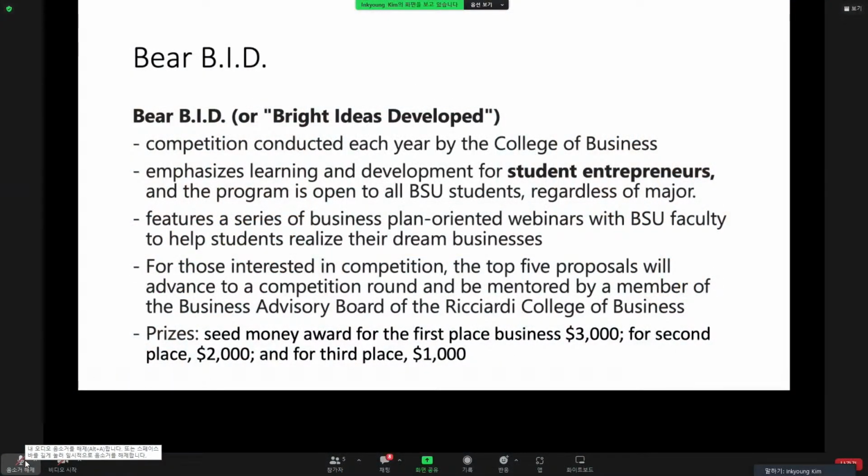Okay, thank you. So Bear BID, which stands for Bright Ideas Developed. This is a competition conducted each year at Bridgewater State University, hosted by the College of Business. So this event emphasizes learning and development for student entrepreneurship and is open to all BSU students regardless of majors.